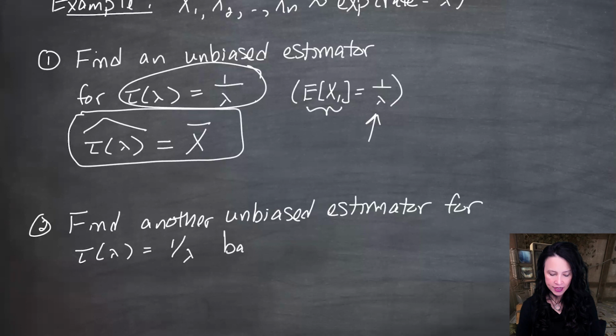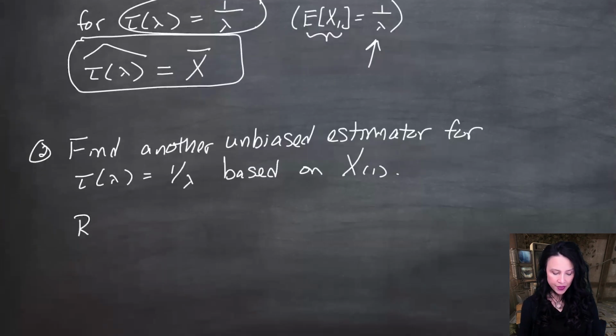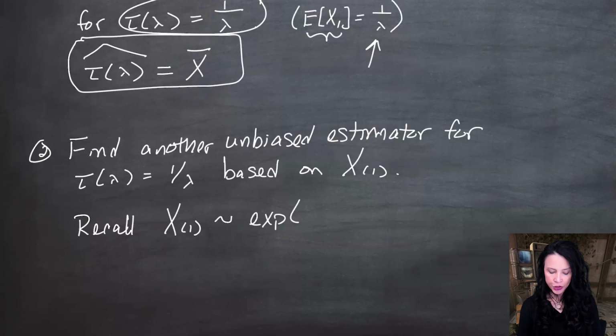I'm going to say based on the minimum value in the sample. Why the heck would I look at the minimum value of the sample to try to estimate 1 over lambda, especially since we've already estimated 1 over lambda? The only reason I'm looking at it here is because it's easy, because we did show that the minimum of n IID exponentials with rate lambda is again exponential with rate n lambda. That was number 3 in our 4 important tools for mathematical statistics.